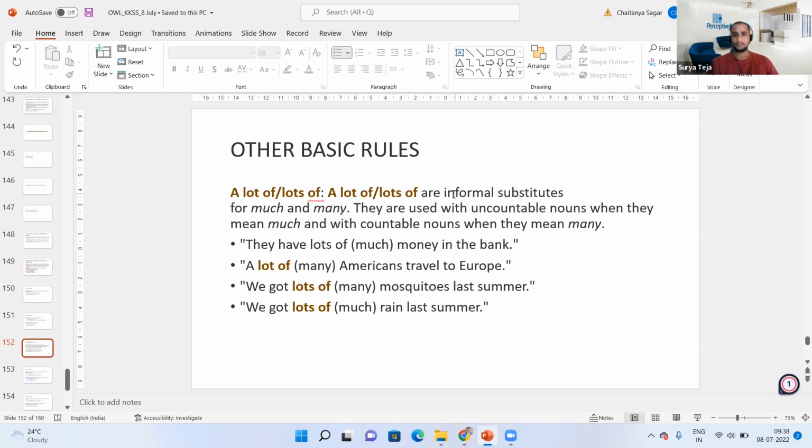The reason they are informal is that much or many gives adequate information about the noun, unlike a lot of and lots of. So they are used informally, but if we are talking in a formal situation or atmosphere, we use many and much, because that gives more clarity and adequate information about the noun.